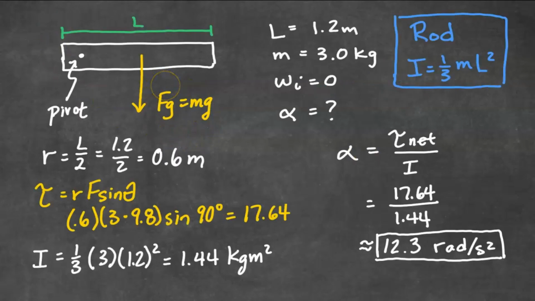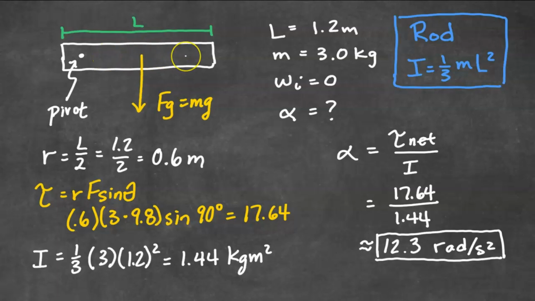Now we're going to work through some rotational motion problems. Here we have a rod. Here is the pivot. The length of the rod is L, 1.2 meters. The mass of the rod is 3 kilograms. The initial angular velocity is 0. We're looking for the angular acceleration. To calculate the angular acceleration, we're going to need to know the net torque as well as the rotational inertia. All the different parts of this rod are exerting a torque on this rod. But instead of calculating the torque exerted by each one of these little particles in here, we can just calculate this torque as if all of the mass were at the center of mass.